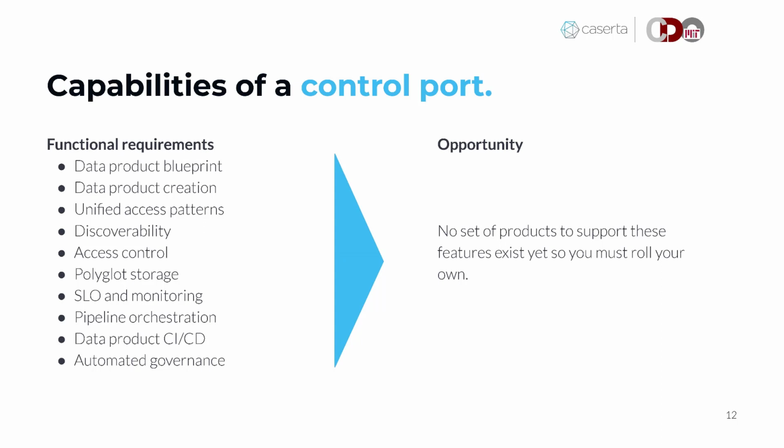This is part of, even if data mesh does not get adopted, this has to get adopted. Being able to bake data governance policies into your data ecosystem, whether you call it a control port or not. So the opportunity is that there's no products out there that do all of these things. We will have to build it, right?